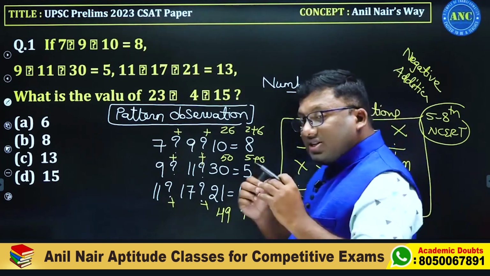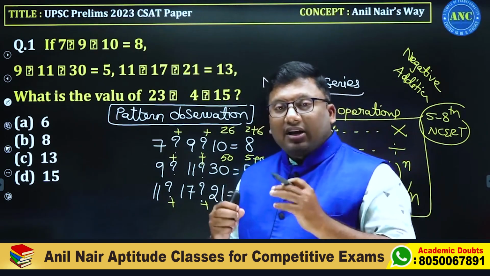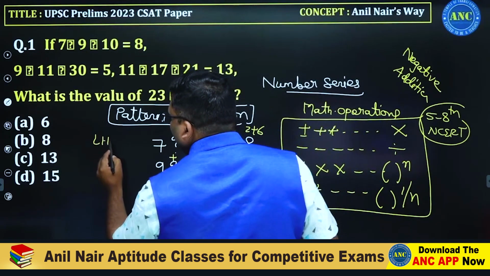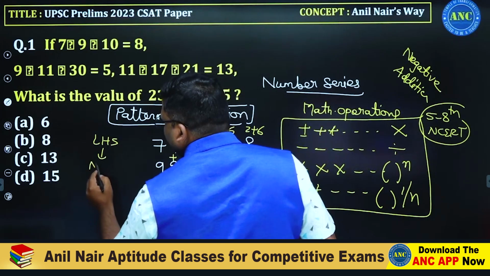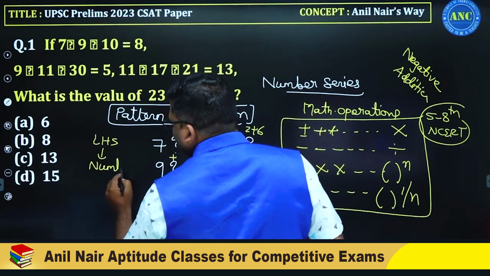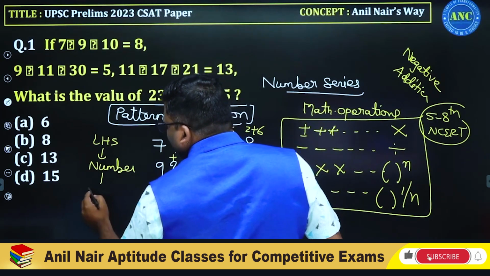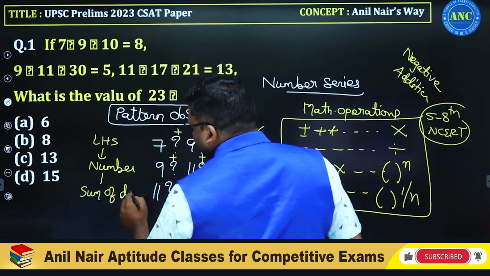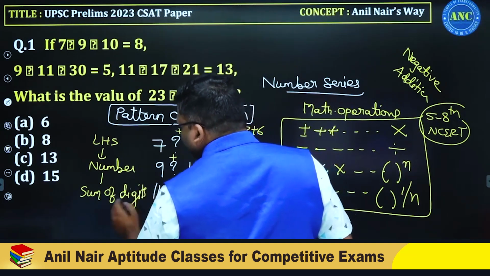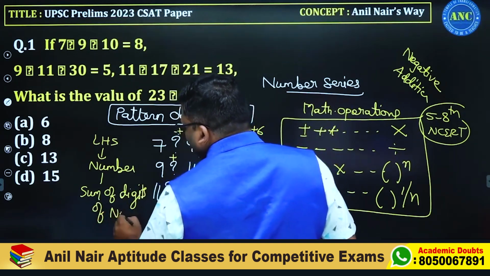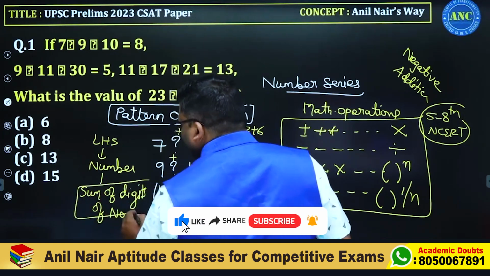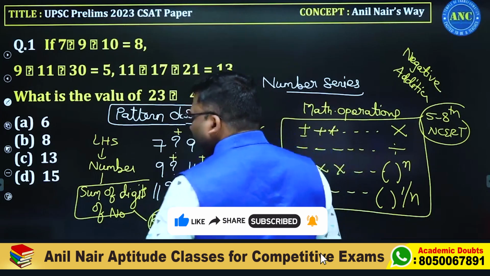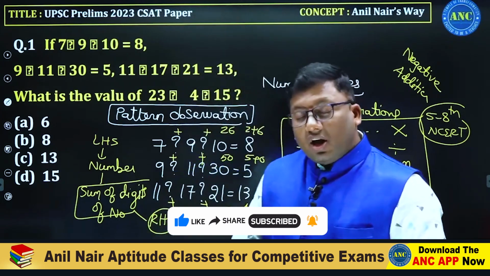That means this example is telling a fact: whatever left hand side number you get, if you add the sum of the digits of that number, you get the right hand side. Are you all with me?